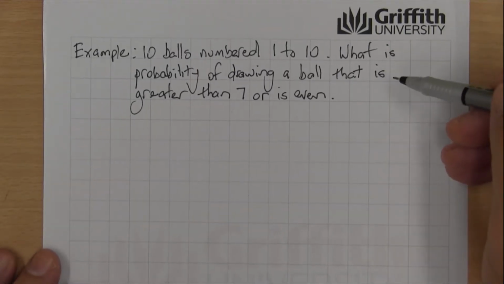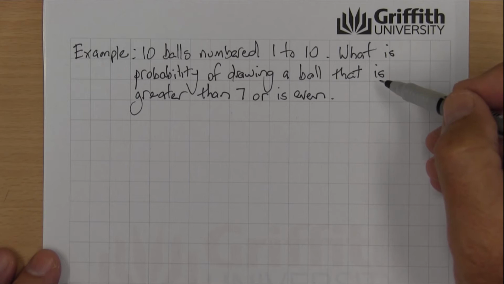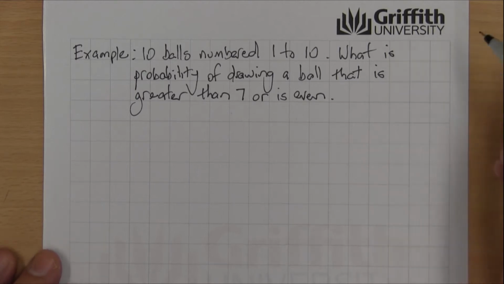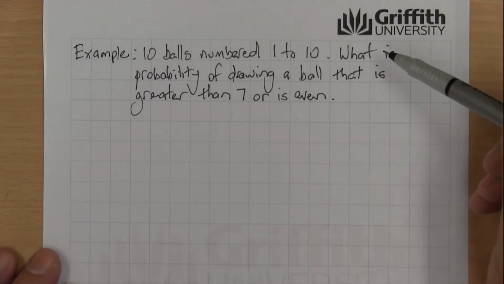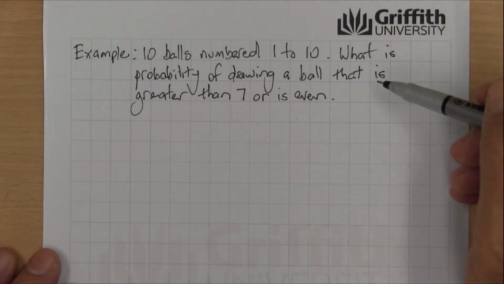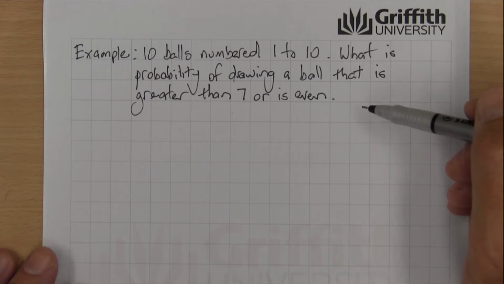Here's an example, once again, of showing events that are not mutually exclusive. There are 10 balls that are numbered 1 to 10. What is the probability of drawing a ball that is greater than 7 or is even?